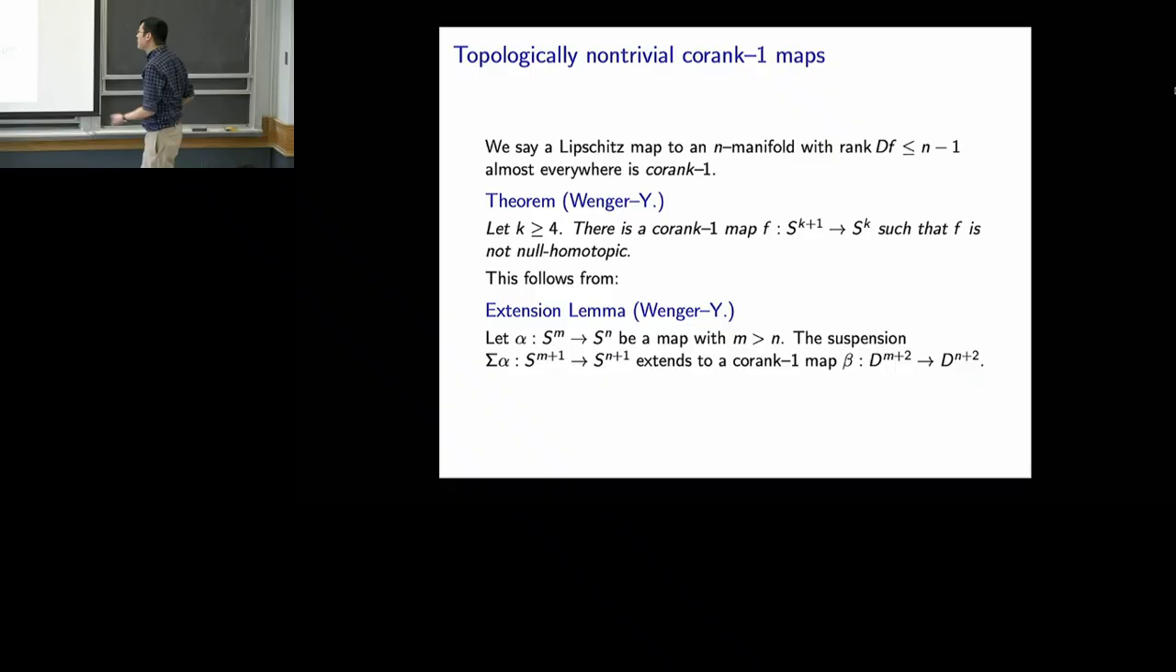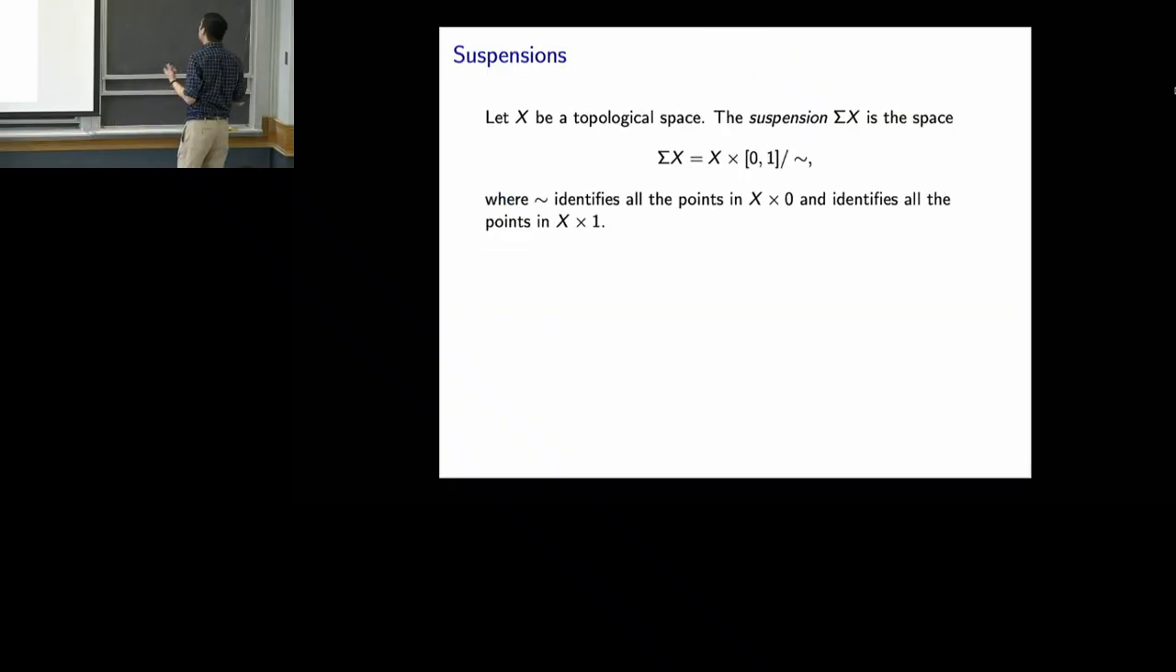So let me just briefly remind you what a suspension is. The idea of the suspension is that you have some space x, and you construct the suspension of x by adding a north pole and a south pole, and then a line segment from every point in x to the north pole, and a line segment from every point on x to the south pole.